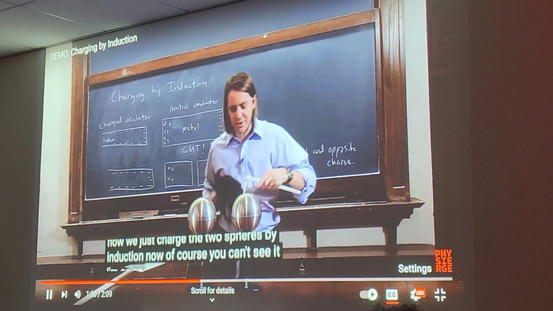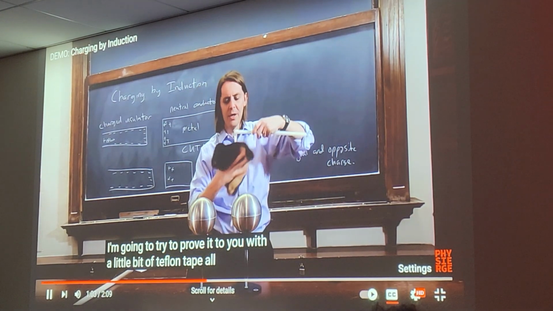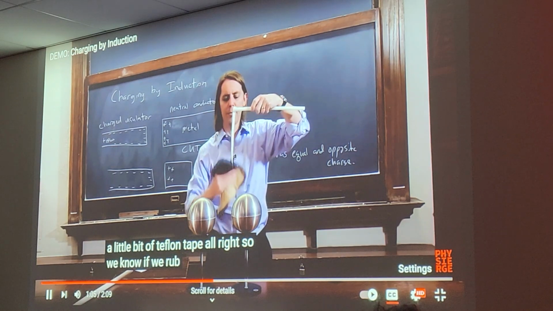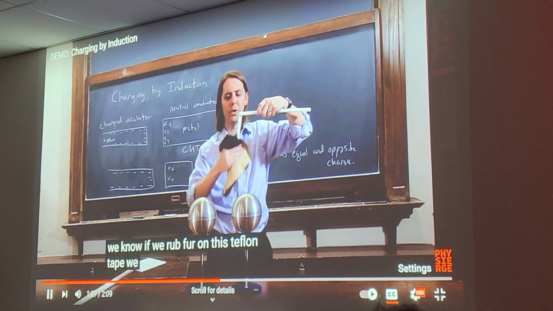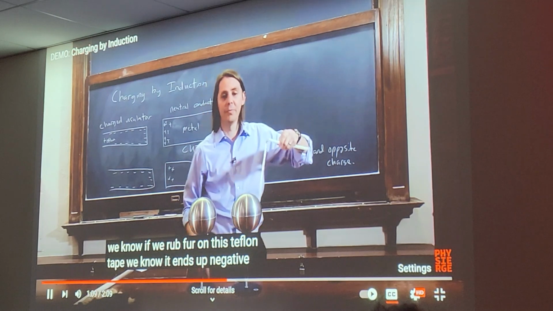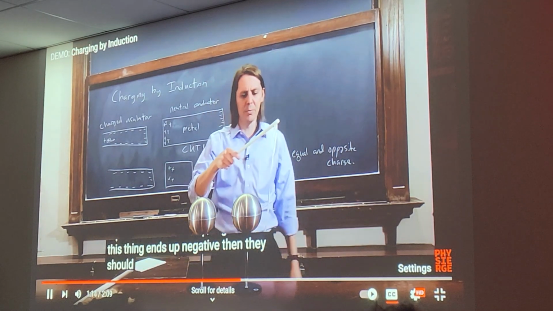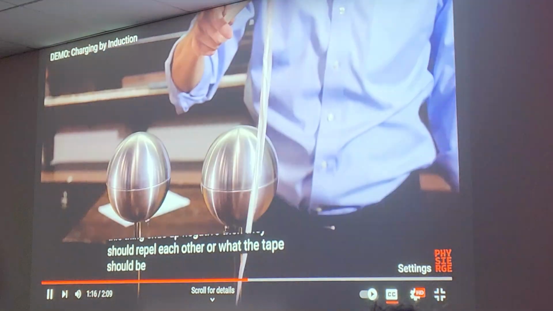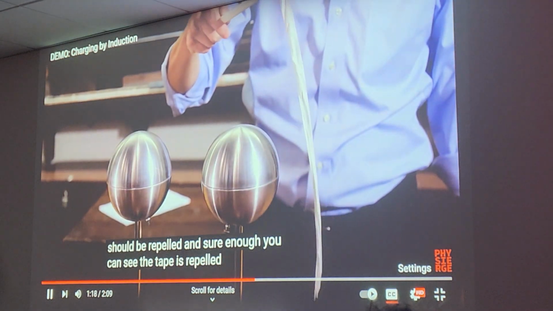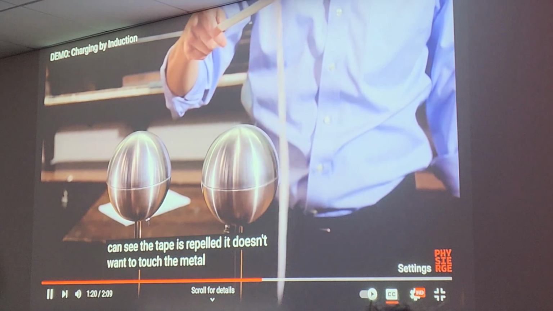Of course, you can't see it. I'm going to try to prove it to you with a little bit of Teflon tape. We know if we rub fur on this Teflon tape, it ends up negative. So if this ends up negative, then they should repel each other, or the tape should be repelled. Sure enough, you see that? The tape is repelled.